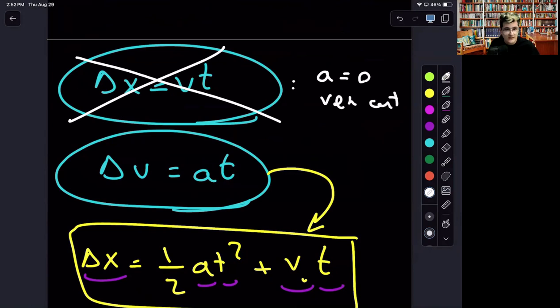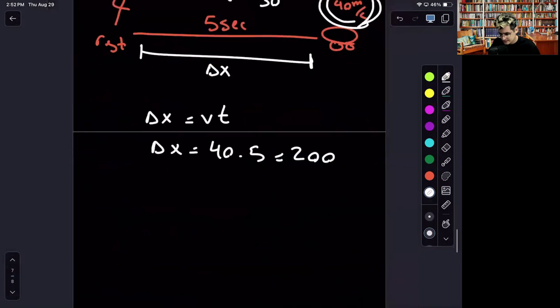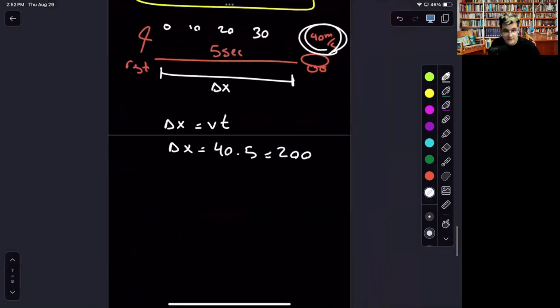You cannot use it anytime you want. You can only use it when the velocity is constant. If it's not constant, you have to use this formula. So let's use that. First of all, I need to calculate my acceleration.